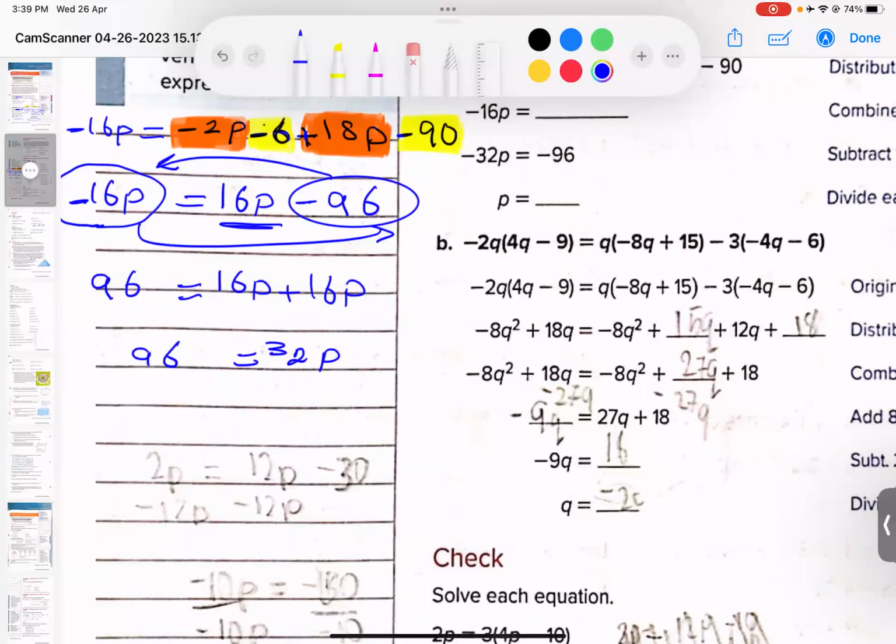Yes. Yeah. But I haven't solved it yet because we still have the coefficient of p. I need to get rid of it. So I need to divide every single side by 32, to keep it in balance, right? So it's being canceled, 32 with 32. So p equals 3.